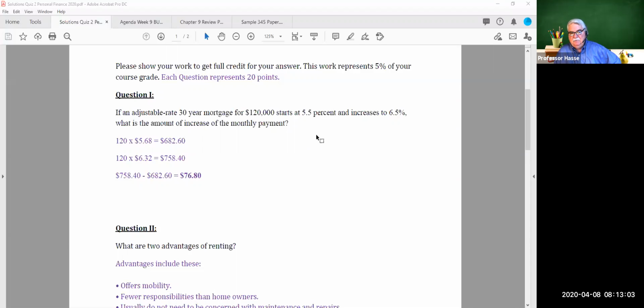Well, first of all, you have to determine the monthly payment. And that information is taken right out of your textbook. There's a page in the textbook that gives you the various dollar amounts per thousand of various interest rates. You do that, you end up that the mortgage monthly payment for the 5.5% is $682.60. For 6.5%, it's $758.40. That gives you the answer to the problem.